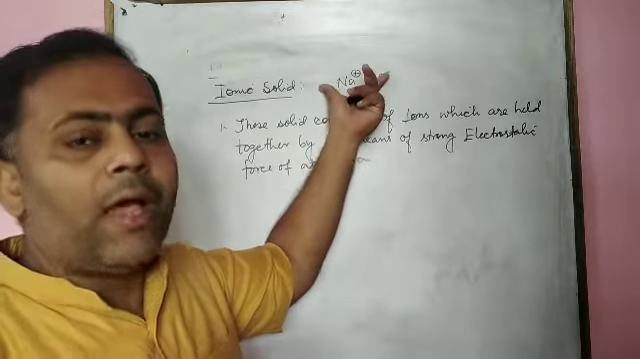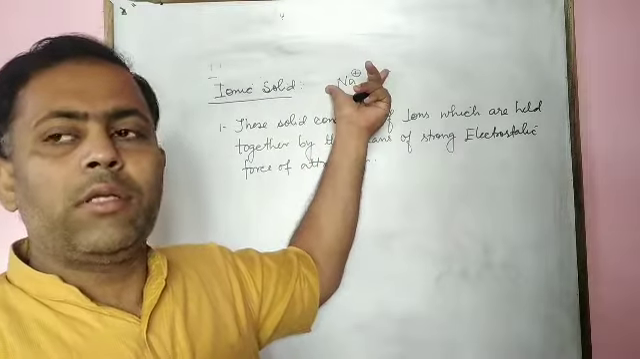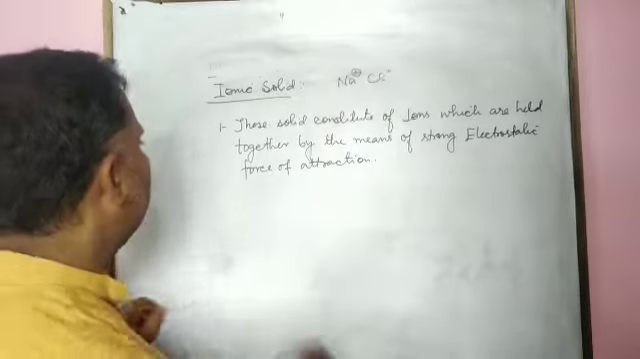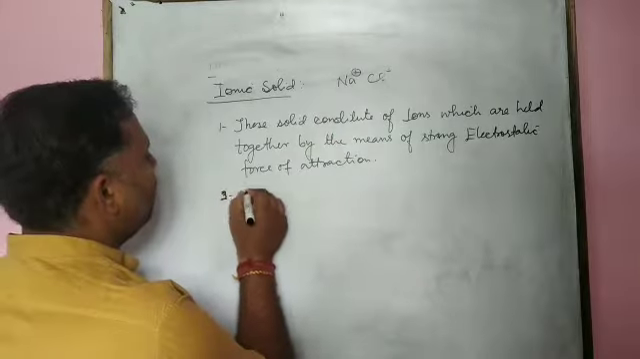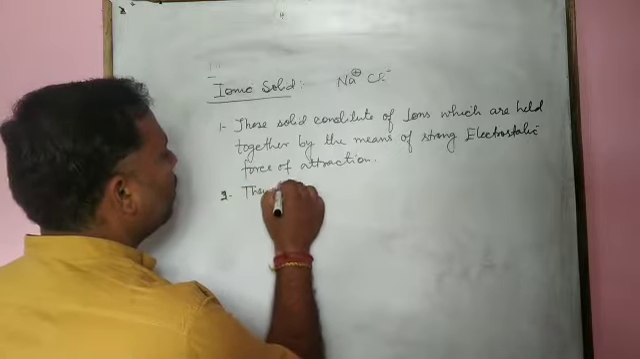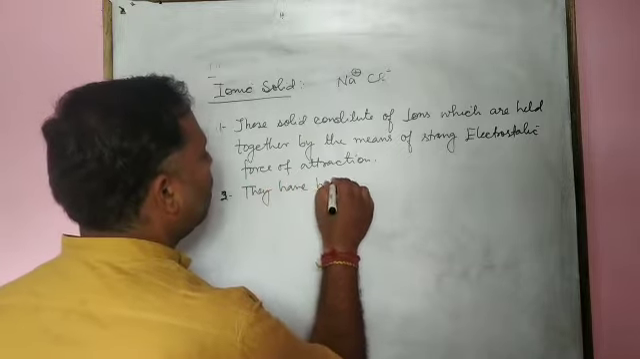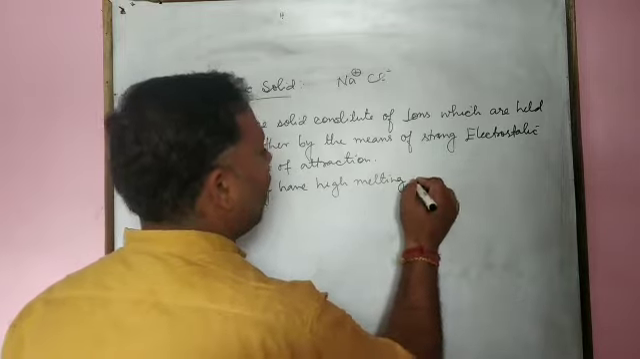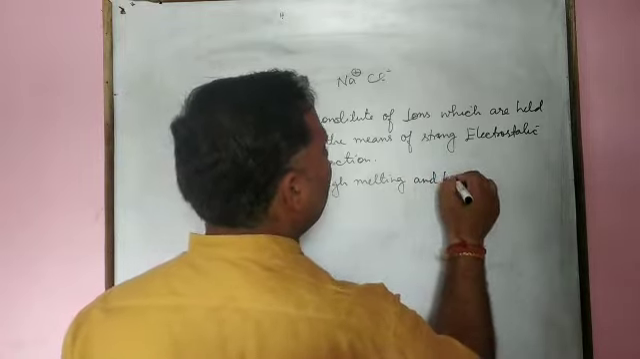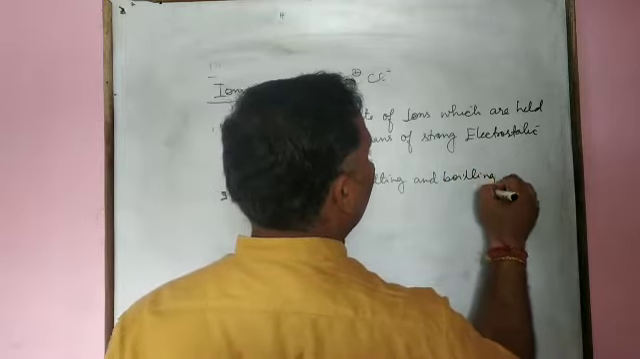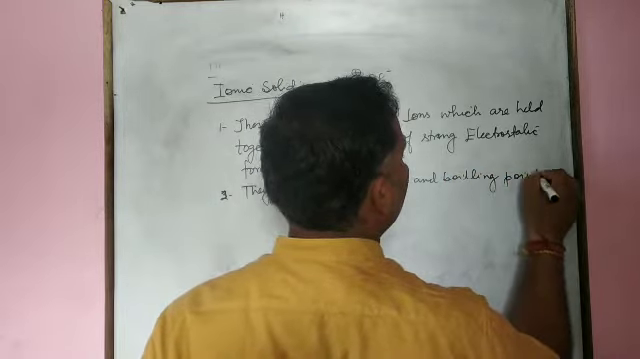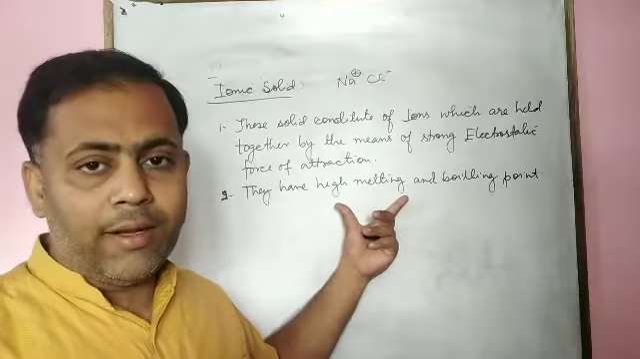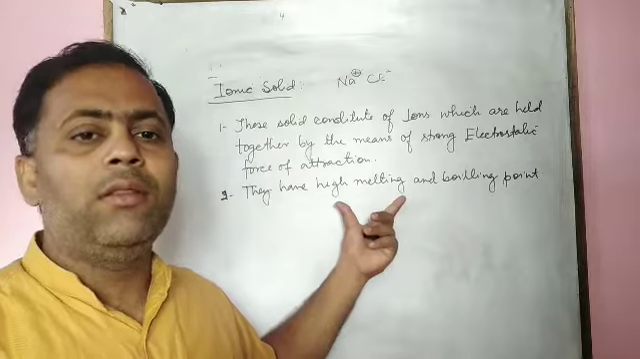If these ions have a strong electrostatic force of attraction, then they should have high melting and boiling point. The next one, they have high melting and boiling point. Clear? We know these are ionic in nature, that's why they are brittle.